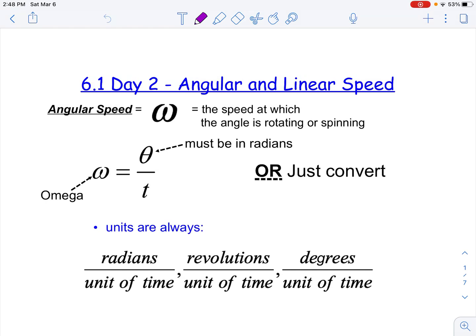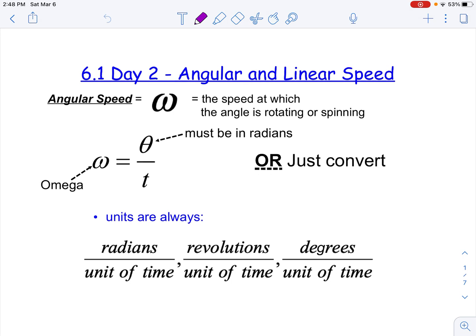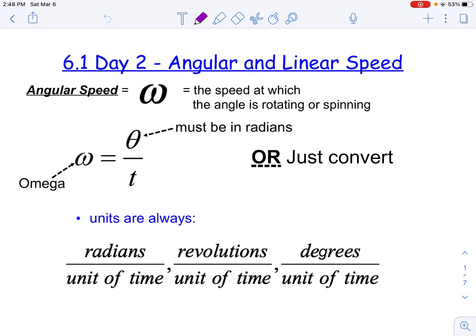Today we're going to take a look at some more from section 6.1. And today we're going to look more specifically at linear and angular speed. All right, so let's start with some definitions.